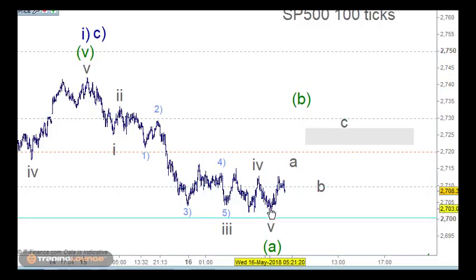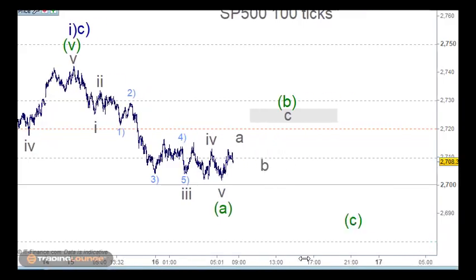We don't have our ABC correction yet, so I'd say something like this. I can't draw on this slide, but I think that's 1 and 2 in here, and 3 in here, and 4 in here, and 5 up into this space up here, hit this resistance here, come back and spend an ABC here, and then 5 waves up here. So I'd be working this 2720 number in this particular case for that short trade to the downside.